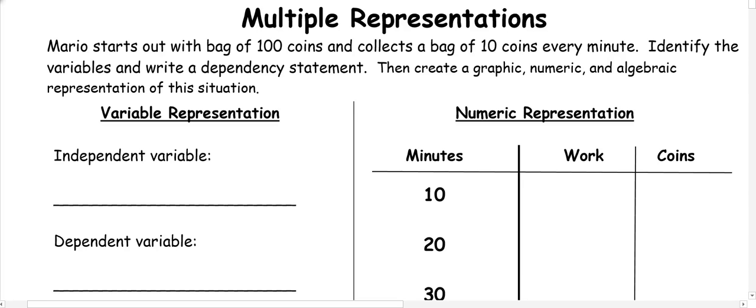This video is about multiple representation. So Mario starts out with a bag of 100 coins and collects a bag of 10 coins every minute. Identify the variables and write a dependency statement, then create a graphic, numeric, and algebraic representation of the situation.